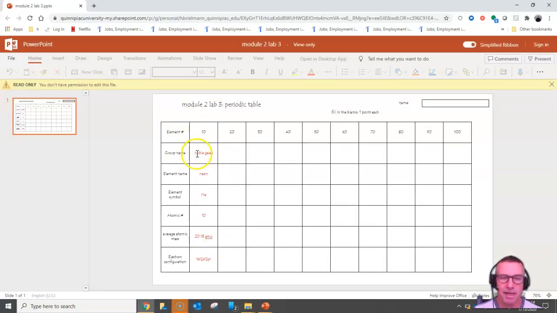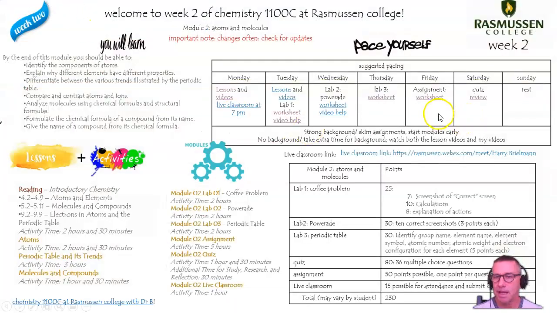Element number 10 is a noble gas known as neon, symbol Ne, atomic number 10, the average atomic mass 20.18 AMUs, electron configuration 1s2, 2s2, 2p6. Do it for elements 20 through 100, every 10, and you'll have completed that. After that, we just have the assignment. There's the worksheet for that.